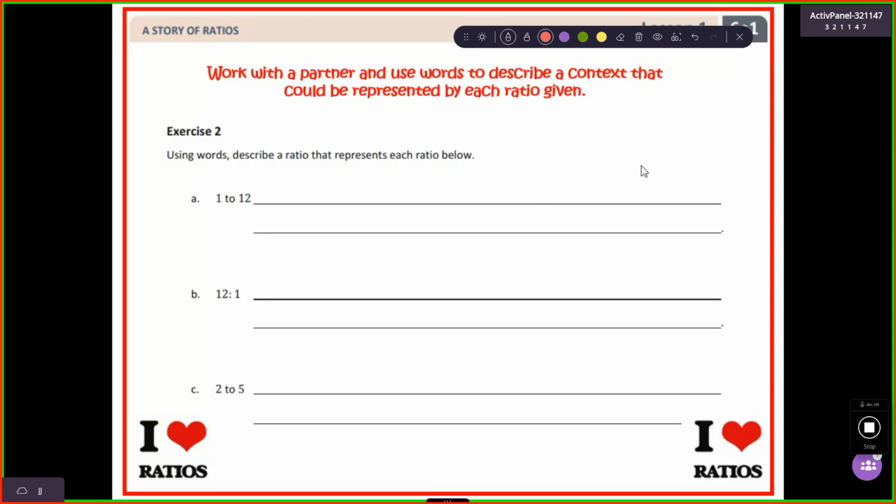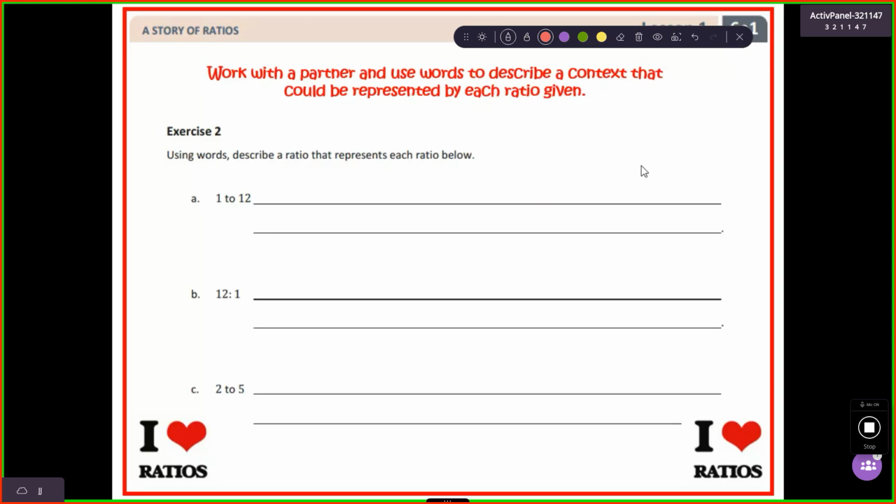So using words, describe a ratio that represents each ratio below. Do you see how it says 1 to 12? I want you to think of a scenario that makes sense with 1 to 12, okay? Earlier we had a scenario about the soccer team and it only said there was 5 players? That was not something that made sense. We have to make sense with it. So think about any kind of scenario, 1 to 12. Yes, ma'am.